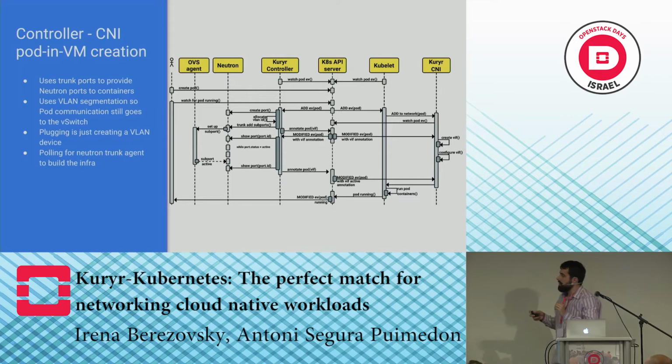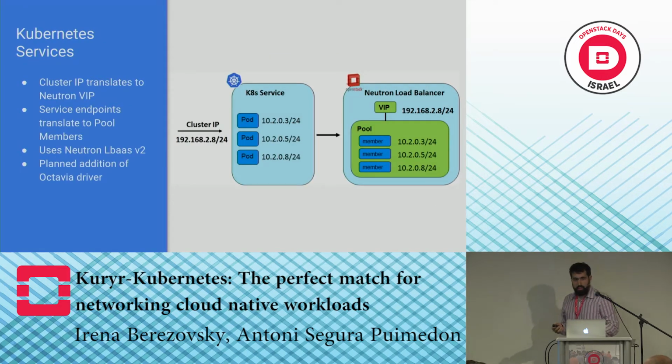And then when this work is done, you can get the information that the port is active. It will be active at the host level. Nothing is communicating to it. But at that point, we can update the annotation, and the Kuryr CNI can have the VLAN device that it created for the pod already working.